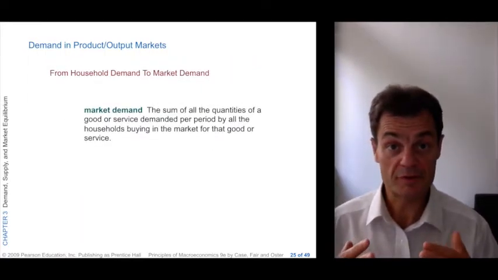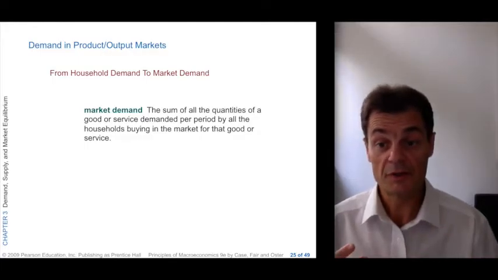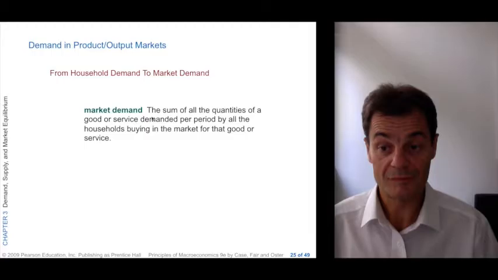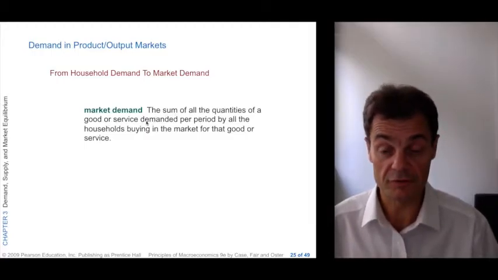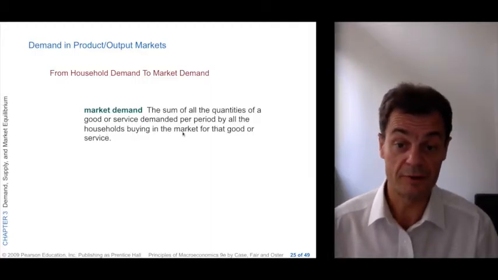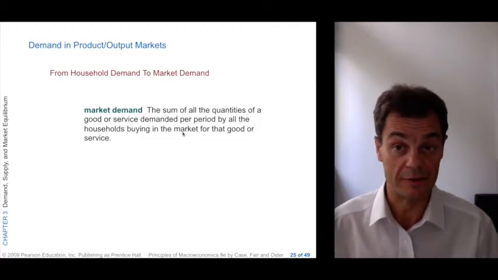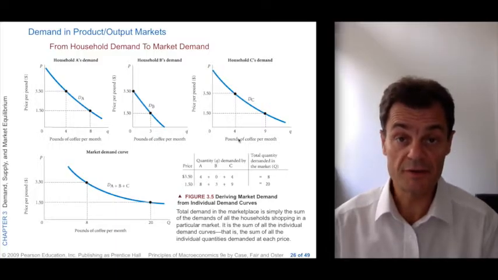Once we have established what the demand is for a household, we can establish the demand for the market. The market demand is simply the sum of all the quantities of the goods and services demanded per period by all the households buying in the market for that good and services. It's simply the cumulative demand of all the households. The aggregate or market demand curve is easily constructed.